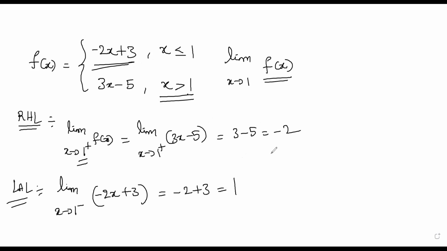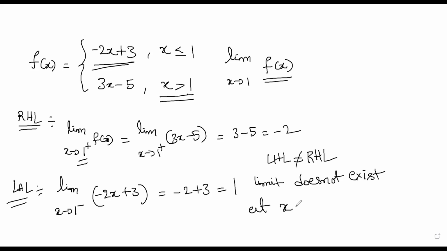So you have the scenario LHL is not equal to RHL. The limit does not exist at x equal to 1. So this is how we write. A little bit tricky, okay? Note it down, not just the procedure.